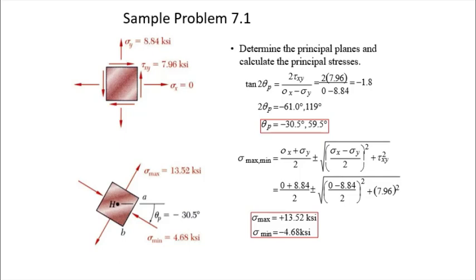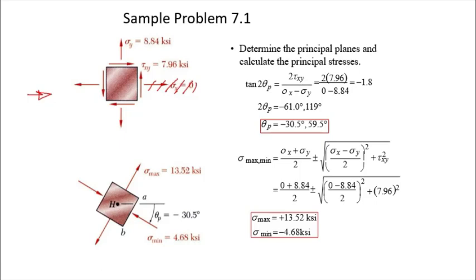So what we then get is this first stress element. Now this stress element shows us that it has sigma y, tau xy, and 0 sigma x. For sigma x, you don't have any values. So if you don't show this, it's okay because it's already 0, right? Okay, now it says determine the principal planes and calculate principal stresses.